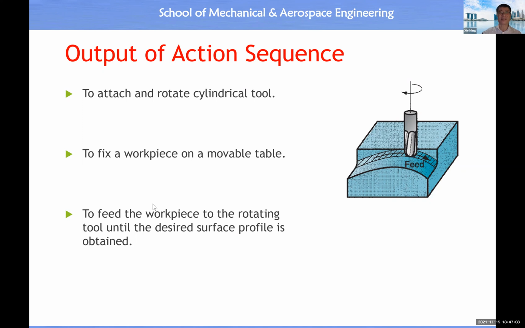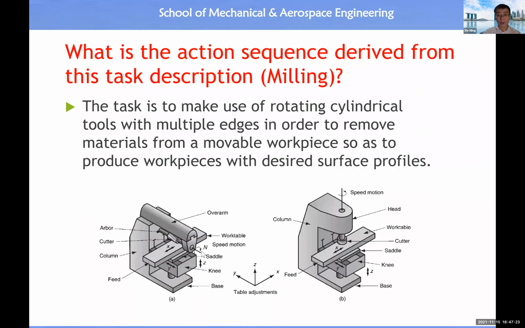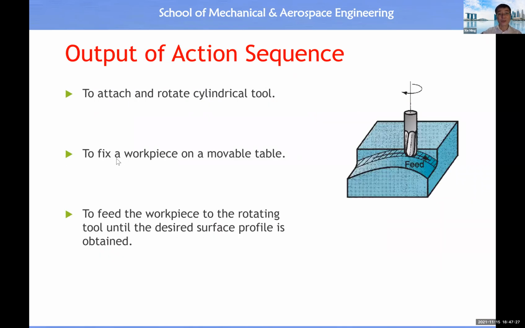So here I just give you one possible version of action sequence. Action number one is to attach and rotate the cylindrical tool. That means you must attach this tool onto the rotating head. The second one is to fix the workpiece on the movable table.